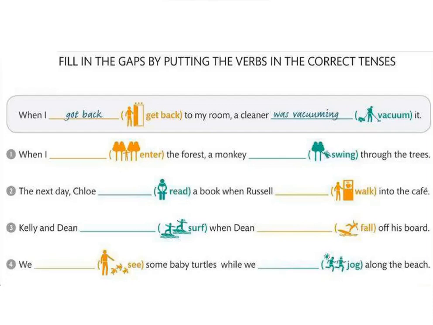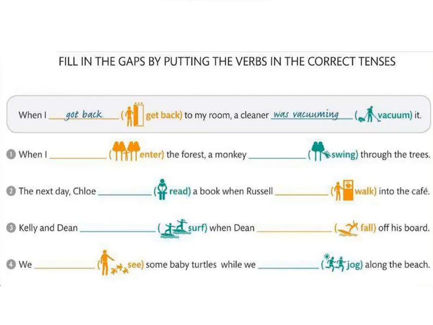Number 3, Kelly and Dean were surfing, they were practicing surfing, when Dean fell off his board. The board is the surfboard here. Fell is F-E-L-L. It's the past of the verb to fall.